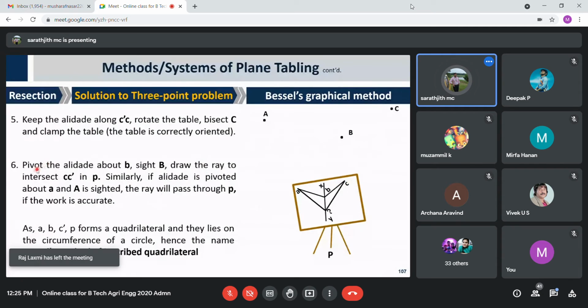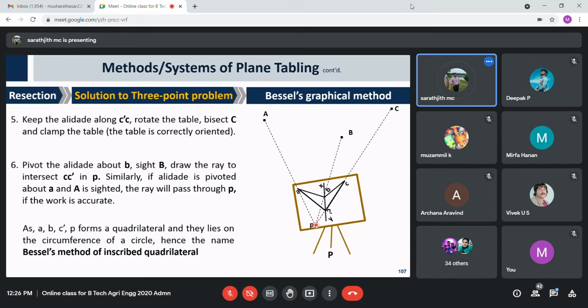Then pivot the alidade about B and sight B ray to intersect CC dash. So at B, you are going to sight the station B. So you have a CC dash line which is further extended this way. Then you sight B, which is also extended, and the same way you place the alidate at instrument station A. So at all these 3 points, it really converges at the point P.